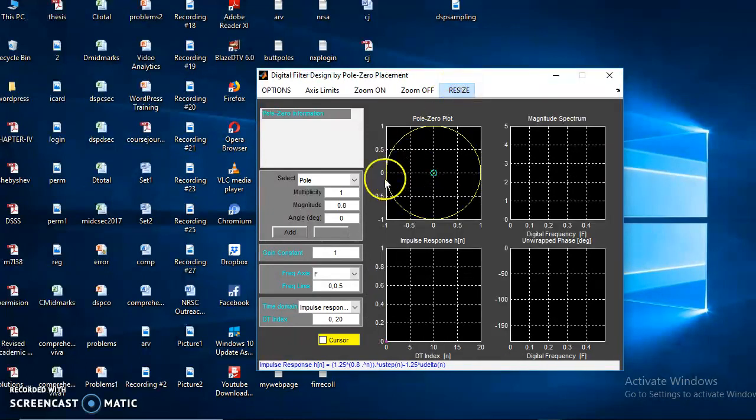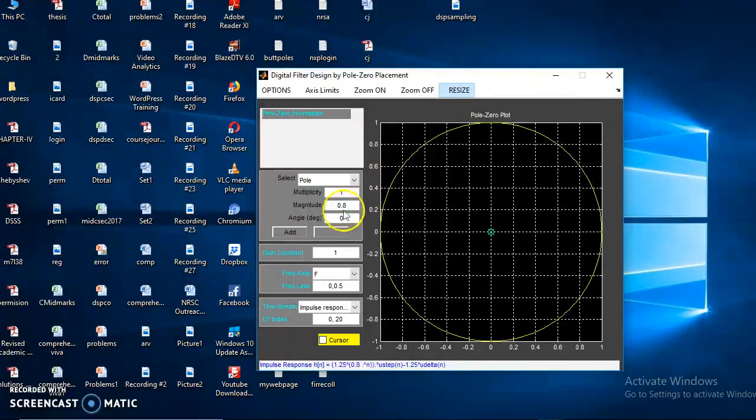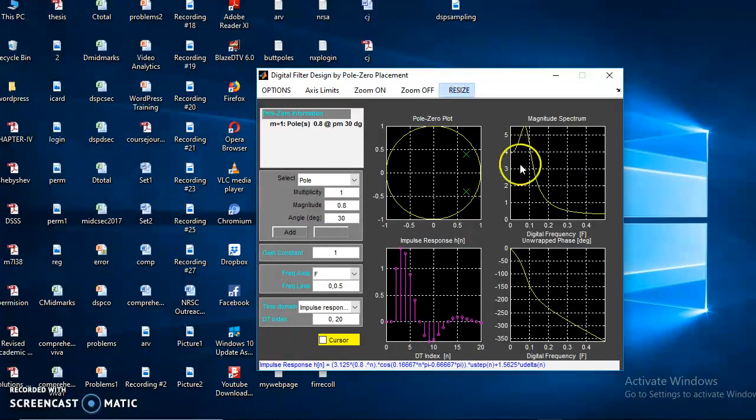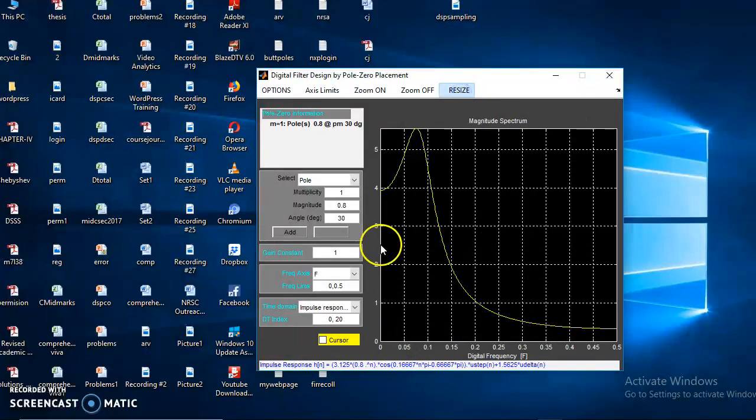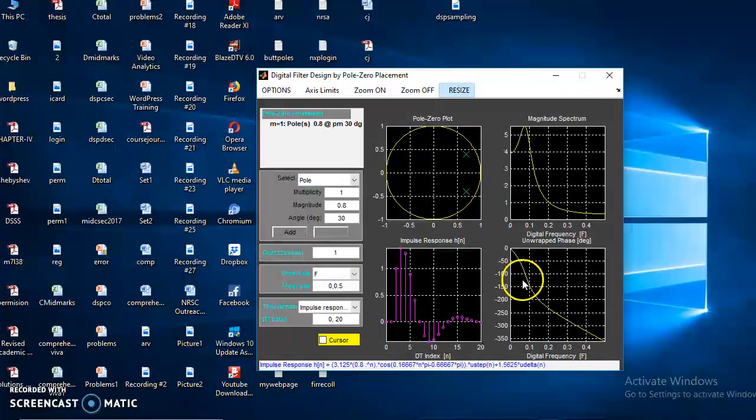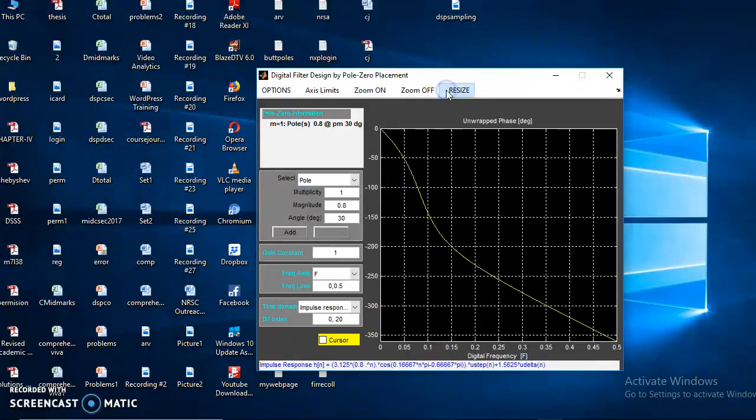Now I will go to the unit circle and add two complex conjugate poles and zeros, let us say at 30 degrees. So now you can see there are two complex conjugate poles at 30 degrees. If I go to the magnitude spectrum, you are going to see a magnitude spectrum. There is frequency on this axis and magnitude on this axis. Likewise, there is going to be a phase spectrum.